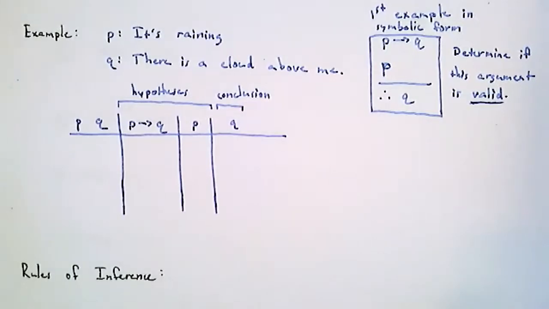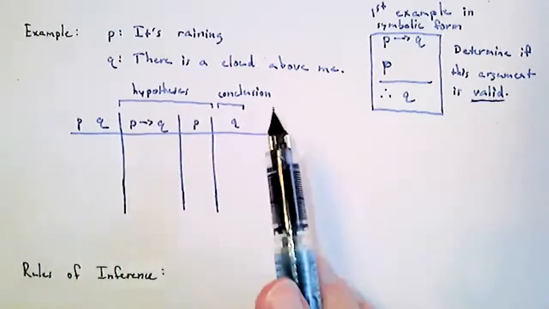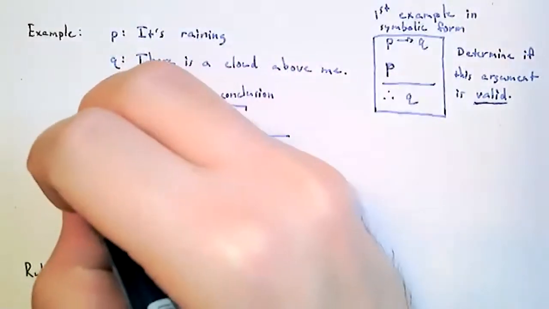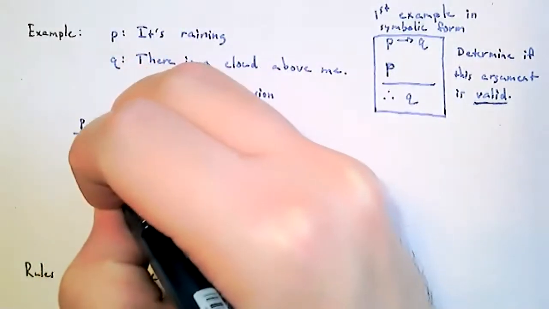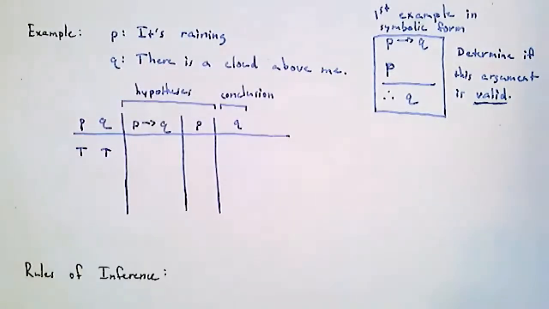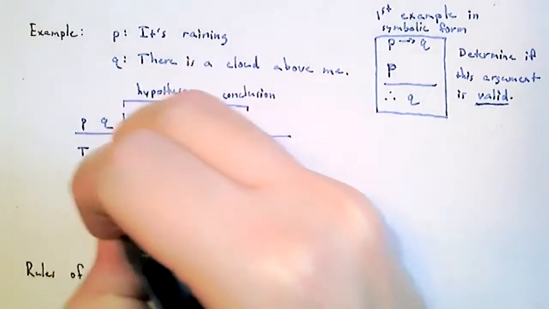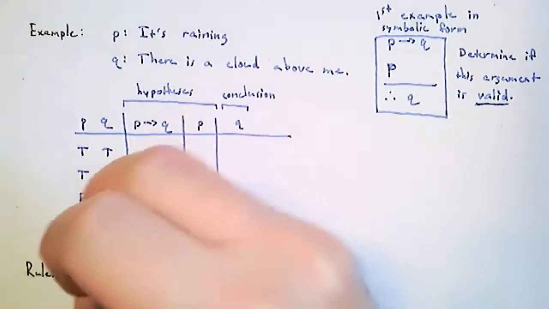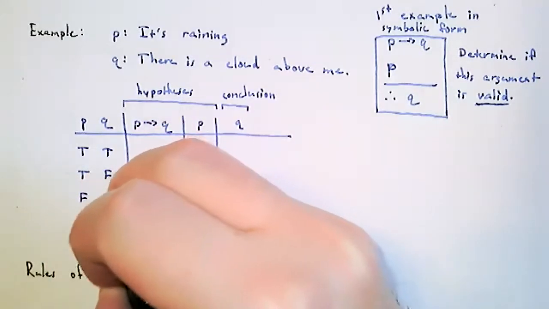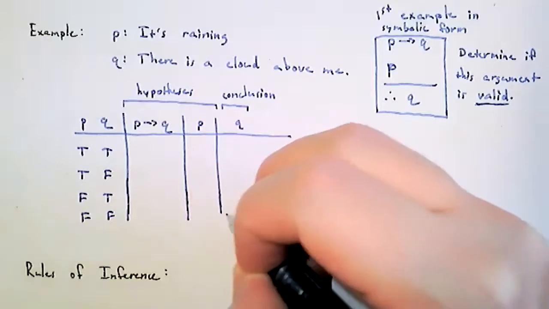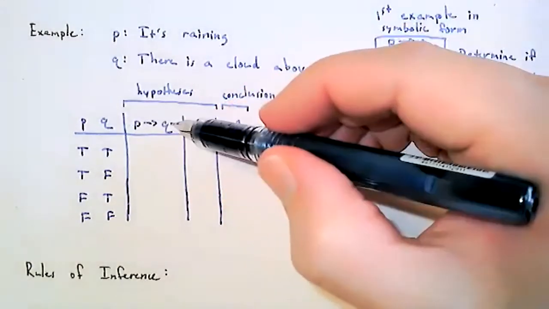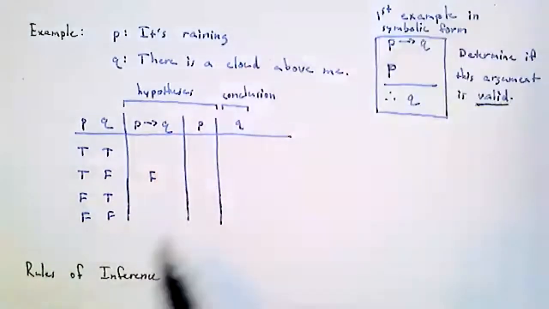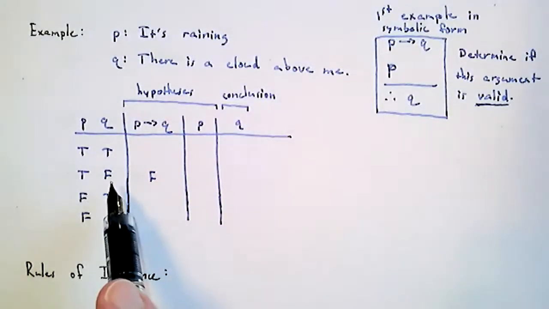So now that we have our truth table with our hypotheses and our conclusion, we just fill it in exactly like we would a normal truth table. So you have 4 rows with 2 simple propositions. So the different combinations of true and false. And then you just work to the right like normal. So if P then Q, remember, is only false this one time when P is true but Q is false.